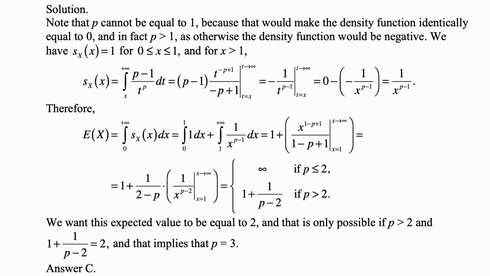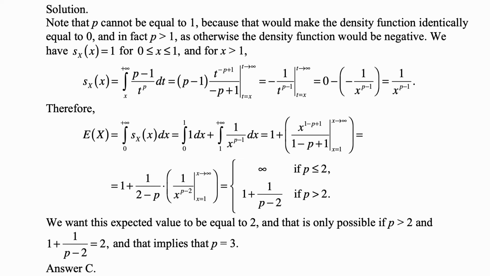And the expected value of x is the integral from 0 to plus infinity of the survival function by the Darth Vader rule. That's equal to the integral from 0 to 1 of 1 plus the integral from 1 to plus infinity of 1 over x to the power p minus 1 dx. Of course, the integral from 0 to 1 of 1 is 1. The function whose derivative we have under the second integral is x to the power 1 minus p plus 1 over 1 minus p plus 1, and we evaluate it from x equal to 1 to x going to plus infinity.